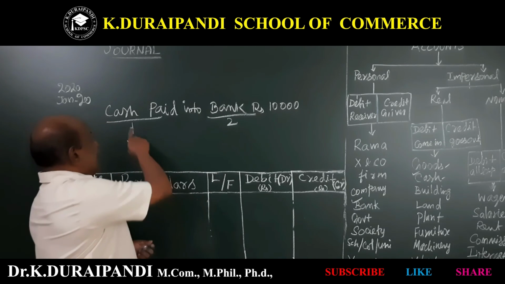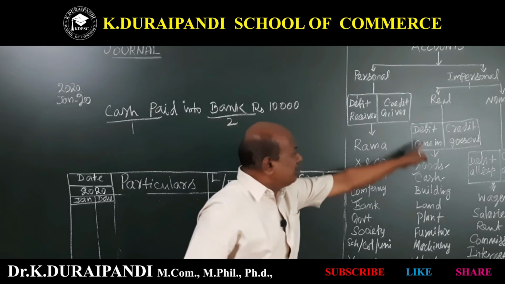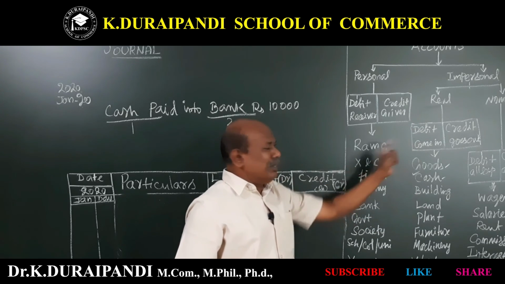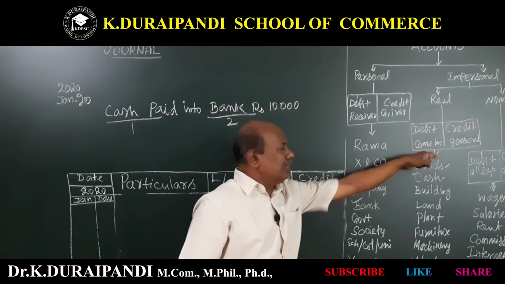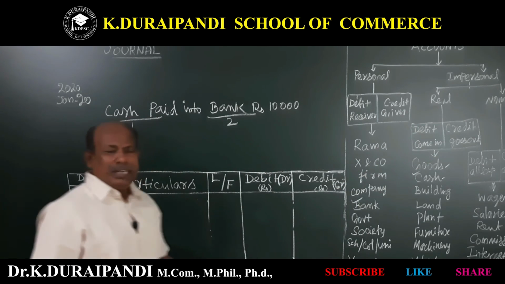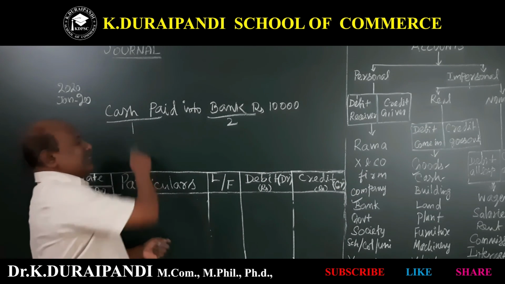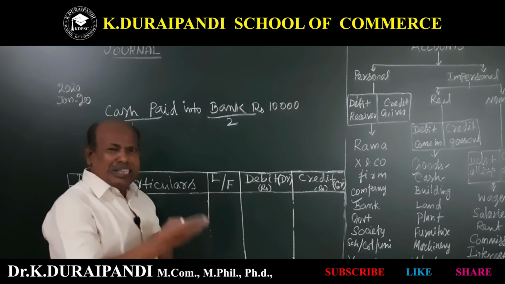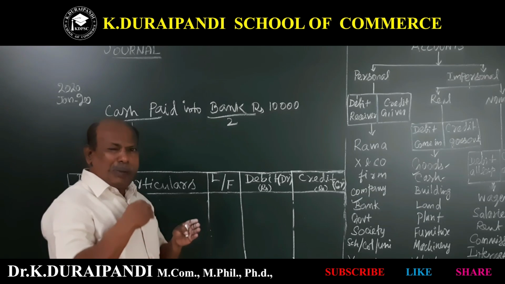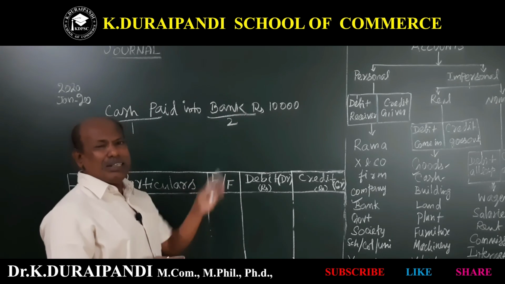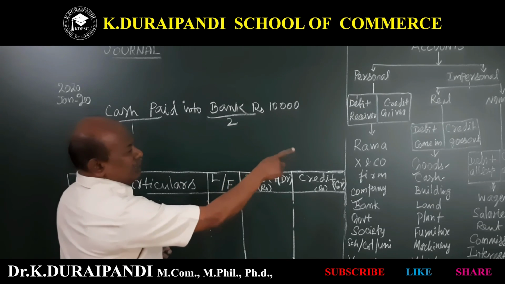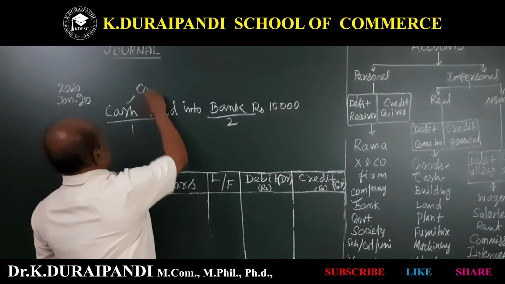So cash comes under the real account. According to the real account rule, debit what comes in, credit what goes out. Here cash goes out of the business. We deposited the cash, we are paying the cash to the bank, so cash goes out of the business. Credit what goes out, so it should be credited.